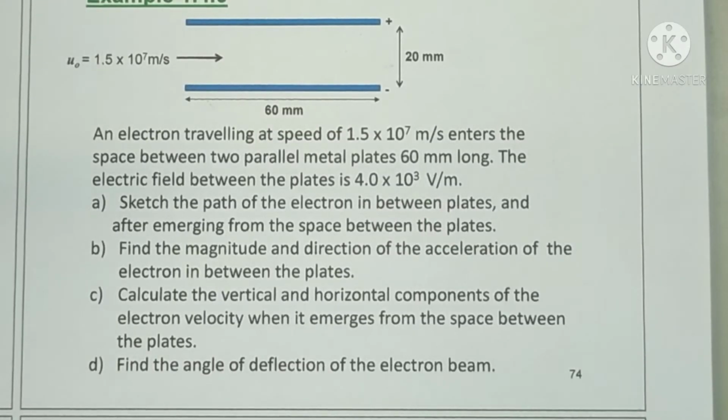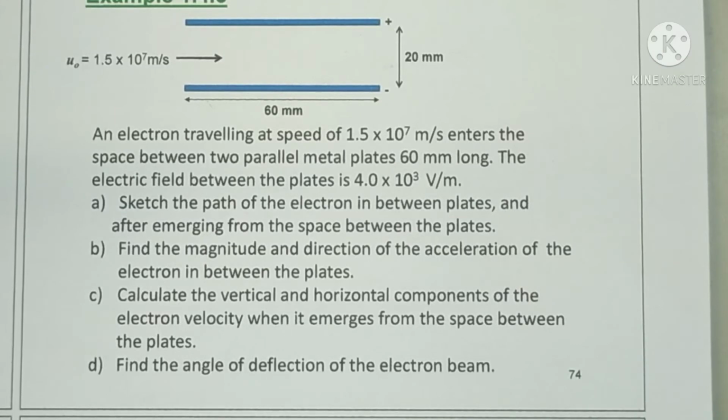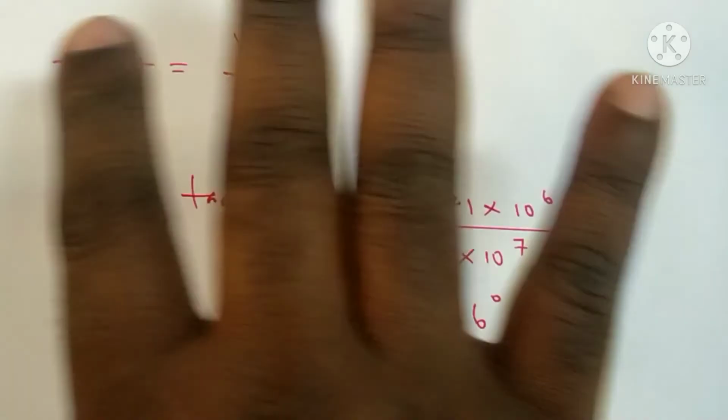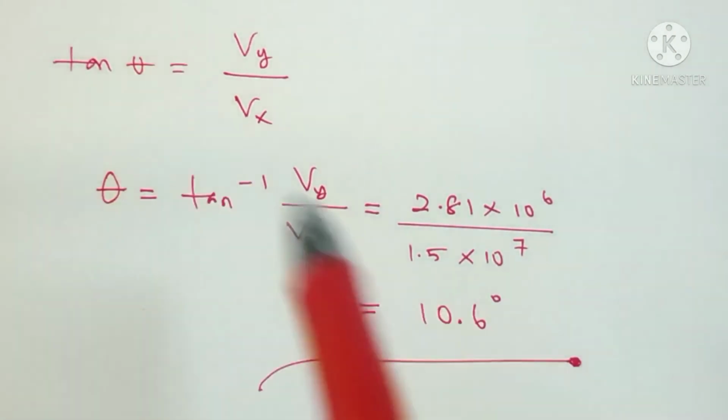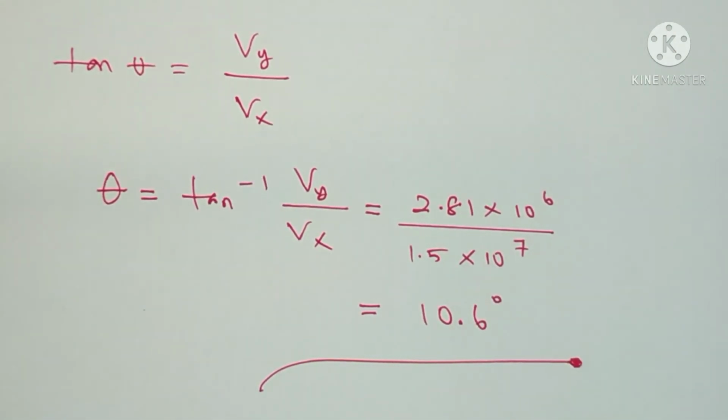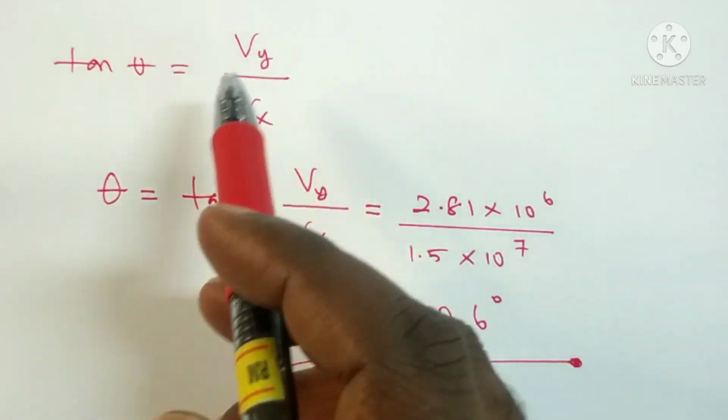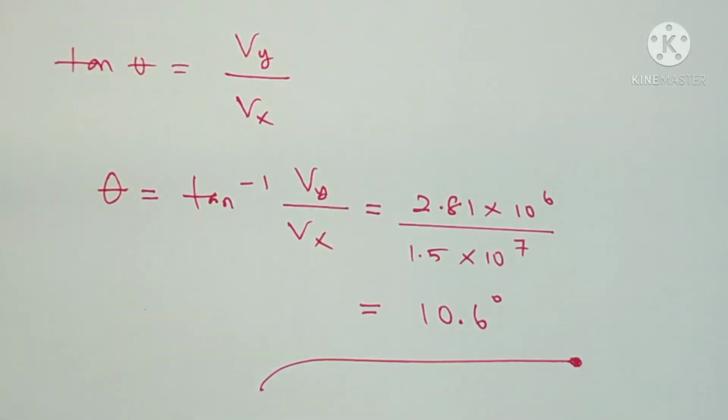And D, the final part of the question: find the angle of deflection of the electron beam. Simple as that, you just have to use this formula to find the angle of deflection, where tangent theta equals Vy over Vx, and the angle is 10.6 degrees.